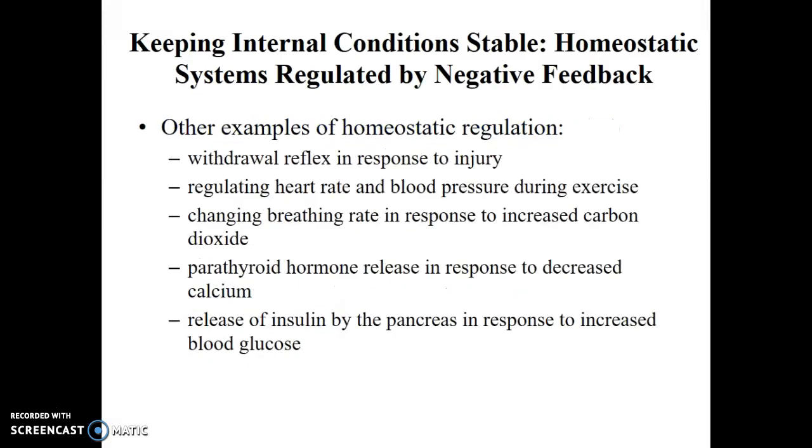Examples of negative feedback are the withdrawal reflex, which I talked about when I discussed touching something hot, or if you're stepping on a nail, you're going to withdraw your foot. Heart rate, blood pressure, carbon dioxide levels, glucose levels, calcium levels in the blood. Almost everything is controlled by negative feedback.